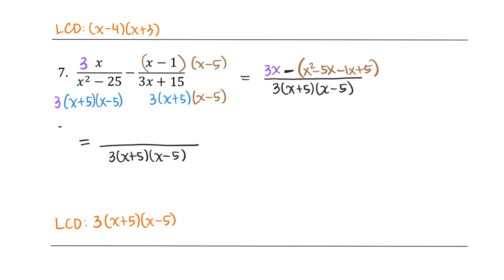Now I'm going to distribute the negative sign. So now I have negative x squared. Should I do those like terms? Minus 5x minus 1x is minus 6x. And so if I distribute the negative to the minus 6x, I'm going to get positive 6x. And then if I distribute the negative to the 5, I get minus 5. Let's bring over what we have now.